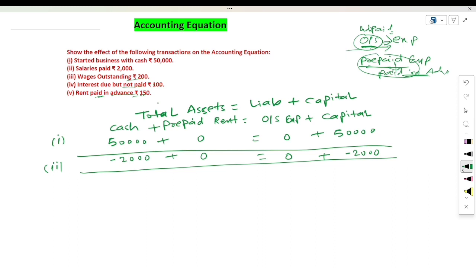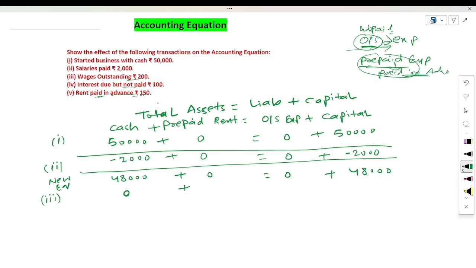Here the capital balance will also be reduced by 2,000. Now the new equation will be 48,000 plus 0 equal to 0 plus 48,000. This is my new equation. For transaction number 3, wages outstanding, how much? 2,000. Wages outstanding means not yet paid. It means there will be no impact on cash, 0 impact.